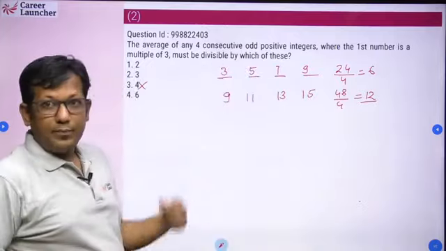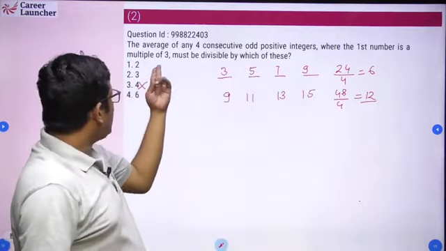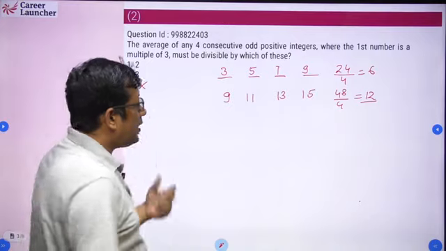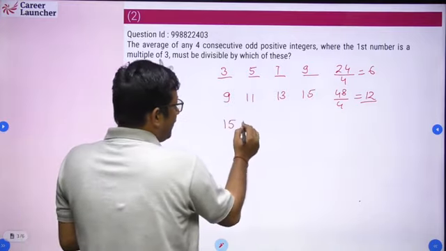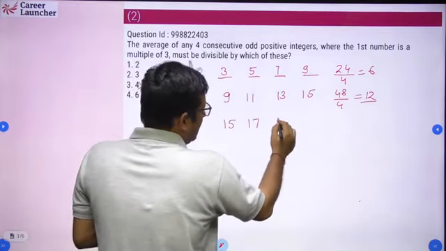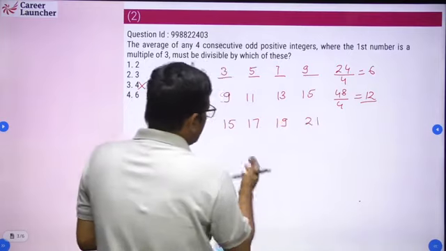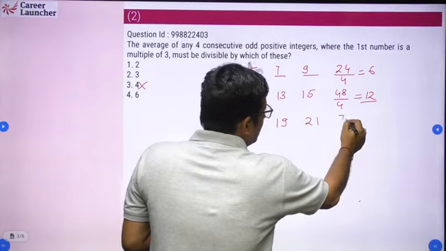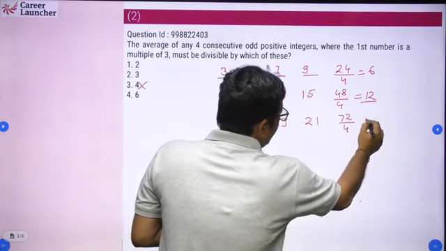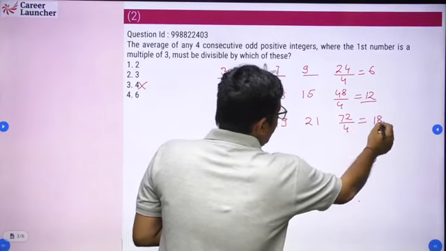So the average is 12. So 12 is also divisible by 2, 3 and 6. Okay, let's take another possibility: 15, 17, 19 and 21. So this comes out to be what? 72. So the average comes out to be 72 divided by 4, and it is going to be 18.